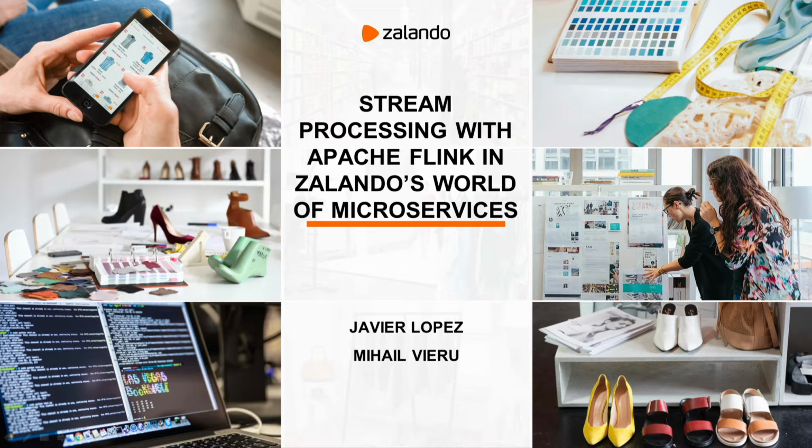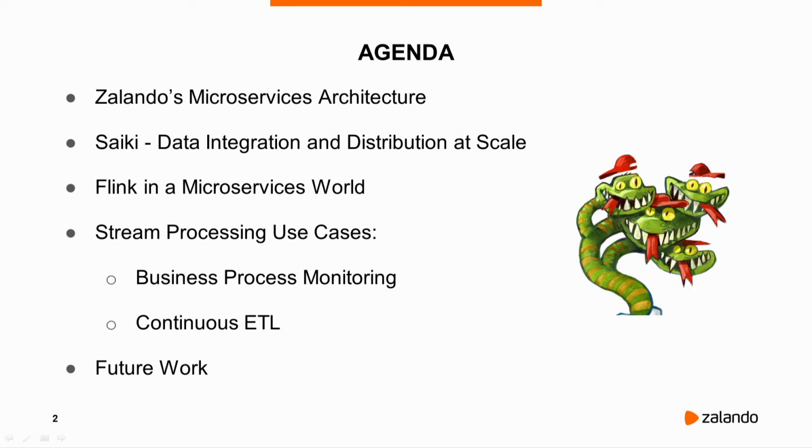in this presentation. So the agenda for this presentation is, first we will introduce our architecture at Zalando, our microservices architecture. Then we will introduce our team and our architecture to do data integration and distribution at scale in the cloud. Then we will describe how we use Flink in a microservices world. Afterwards, we will explain a couple of use cases that we are working on with Flink, which are business process monitoring and continuous ETL. And finally, some ideas that we would like to share with you about the things that we are going to do in the future with Flink and stream processing.